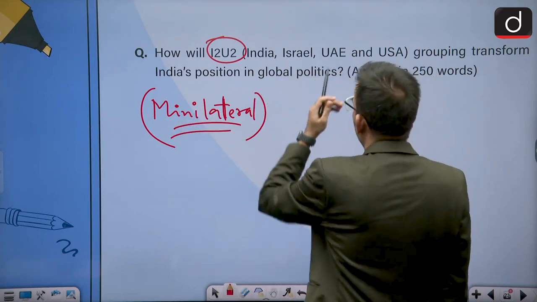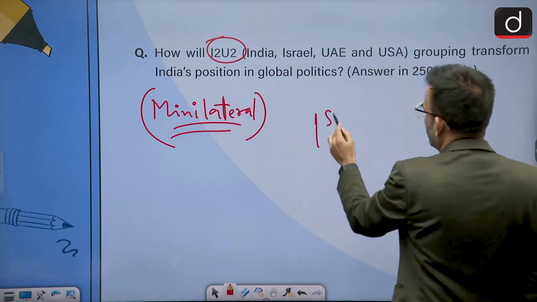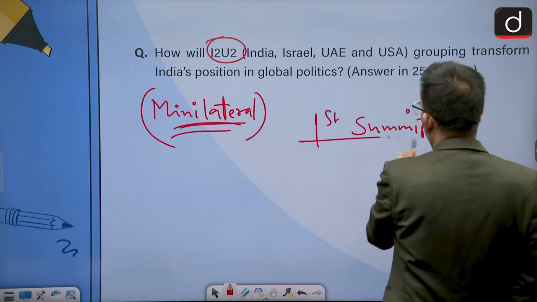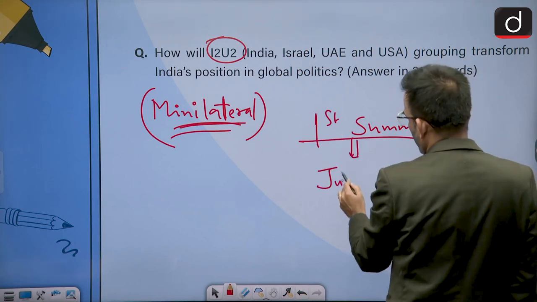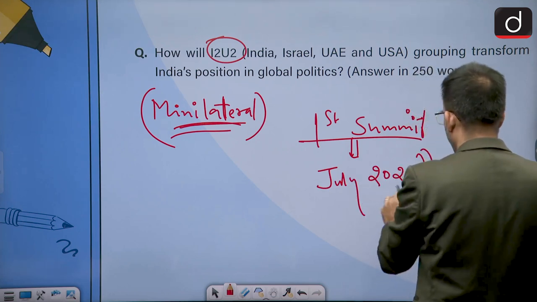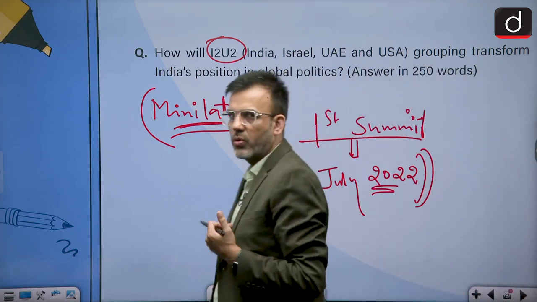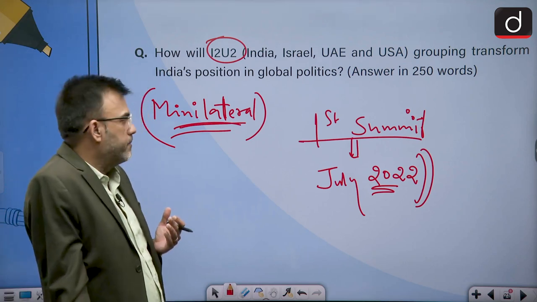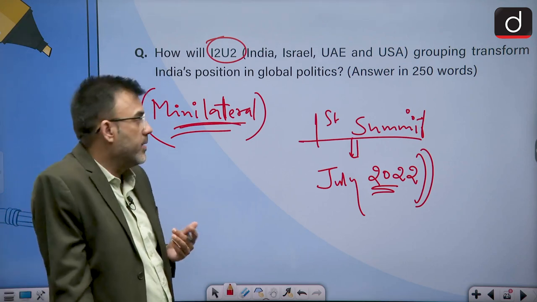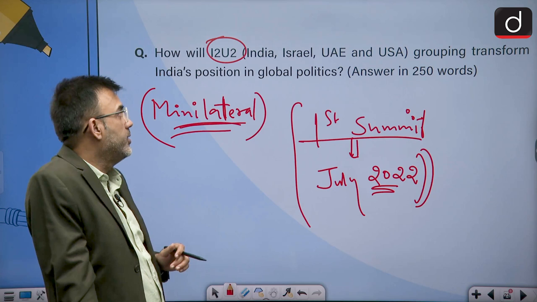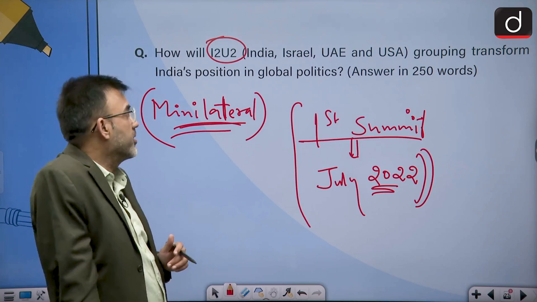So, this I2U2 grouping, the first summit of the I2U2 group of these four countries, took place in July 2022. Because of the nature and the scope of this grouping, it was considered quite an interesting development, especially with a country like India included in this, along with the USA and Israel. So, that makes this grouping very interesting.